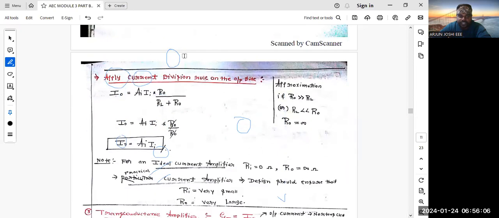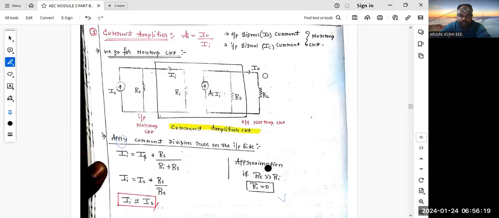Now let's concentrate on the current divider rule. We need to apply it on the output side. How to apply the current divider rule here? Very simple. Here I want I naught. So I naught is equal to AI into II, into what is the opposite resistance, students? R naught divided by R naught plus RL.